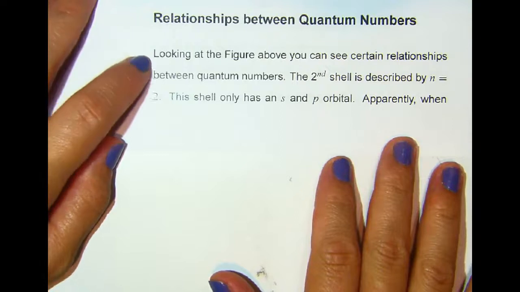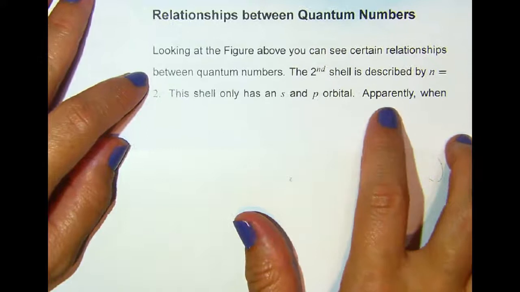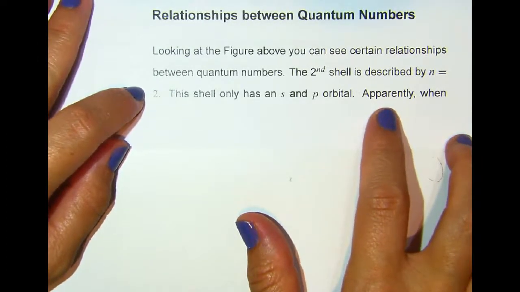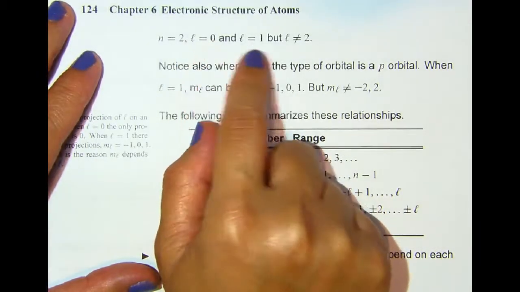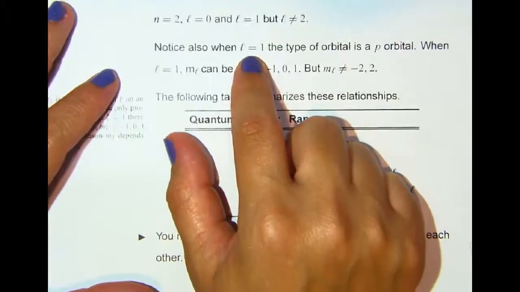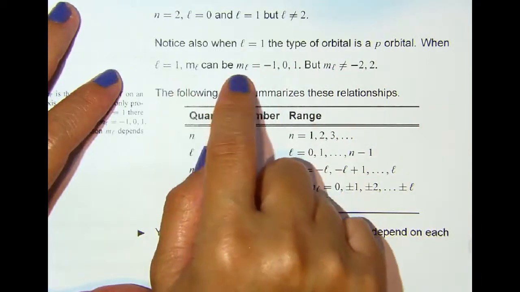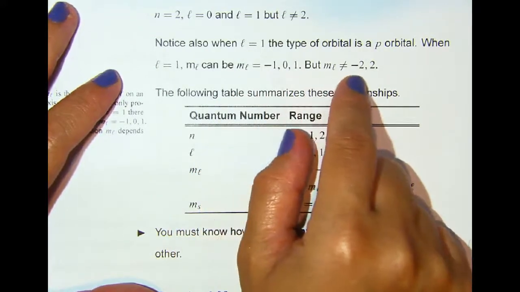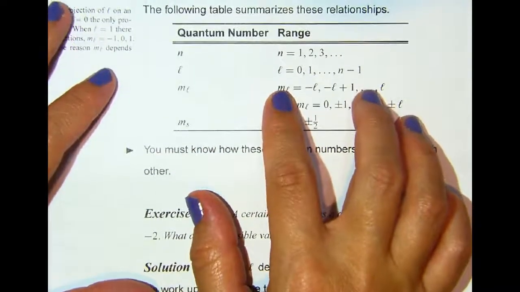Relationships between quantum numbers. Looking at the figure above, you can see certain relationships between quantum numbers. The second shell is described by n equals 2. This shell only has an s and p orbital. Apparently, when n is equal to 2, L can equal 0 and 1, but L cannot equal 2. Notice also when L equals 1, the type of orbital is a p orbital. When L is equal to 1, M sub L can be values of -1, 0, and +1, but M sub L cannot equal -2 and +2. The following table summarizes these relationships.